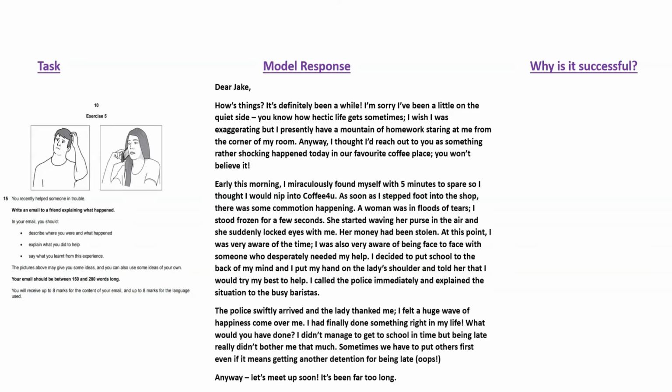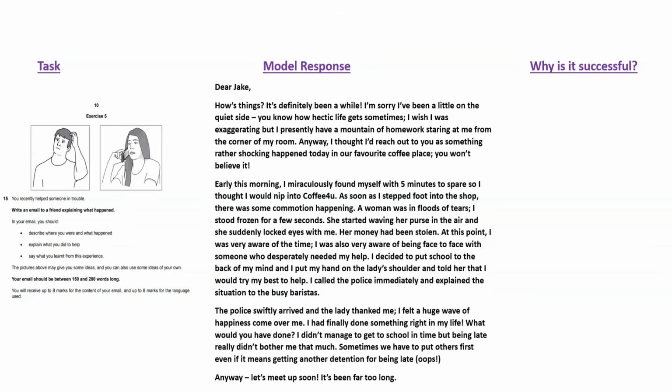The police swiftly arrived and the lady thanked me. I felt a huge wave of happiness come over me. I had finally done something right in my life. What would you have done? I didn't manage to get to school in time, but being late really didn't bother me that much. Sometimes we have to put others first, even if it means getting another detention for being late. Oops. Anyway, let's meet up soon. It's been far too long.